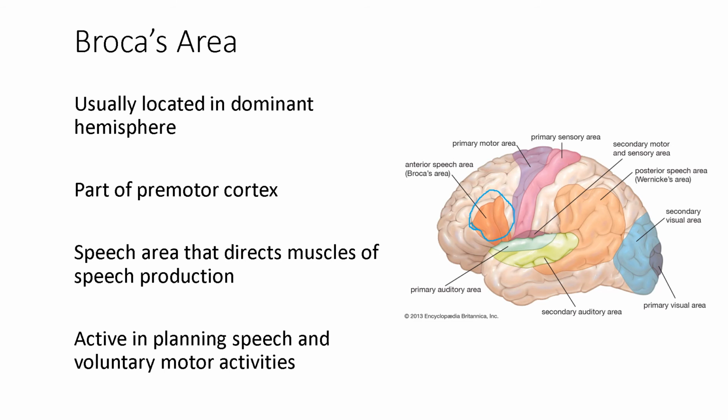Remember, decussation, contralateral control? Right. So right-handed people, it's going to be in the left hemisphere, and for people who are left-handed, it may be in the right hemisphere. What does Broca's area do? It's a motor speech area that directs the muscles of speech production. It also seems to play a role in planning speech. When people develop a lesion or they have damage to Broca's area as a result of a stroke or maybe an infection, they can develop a disorder called Broca's aphasia.